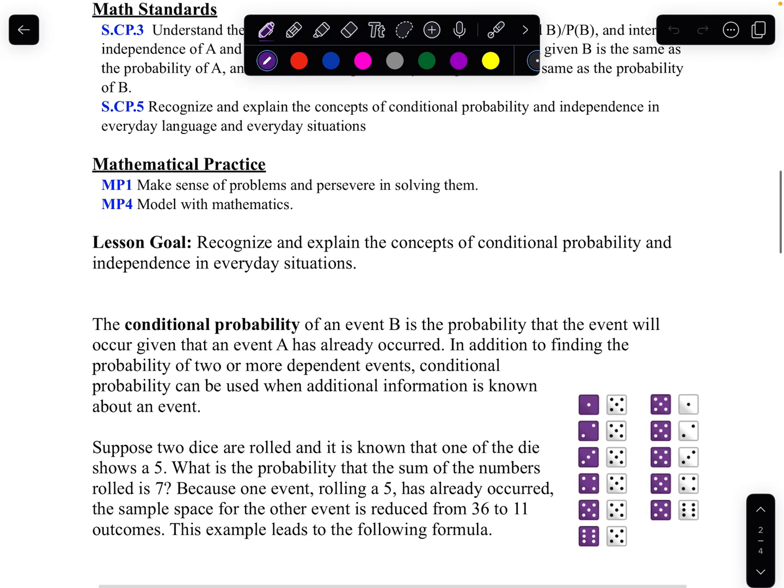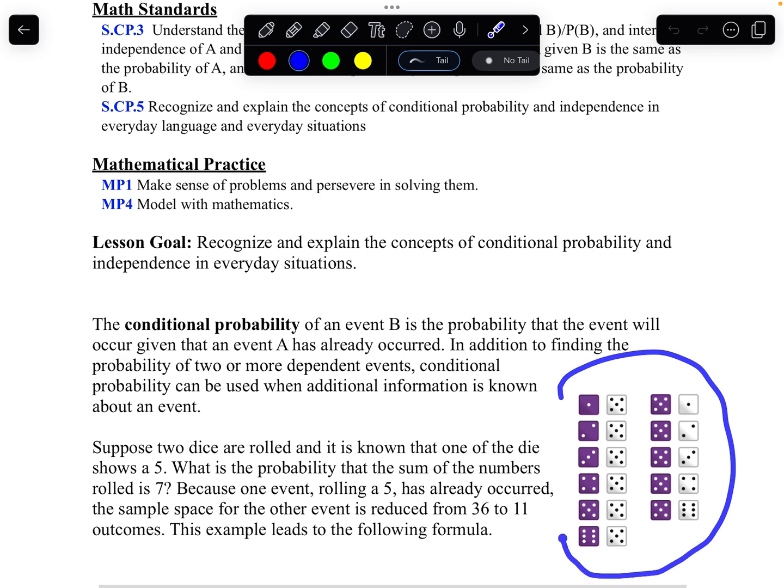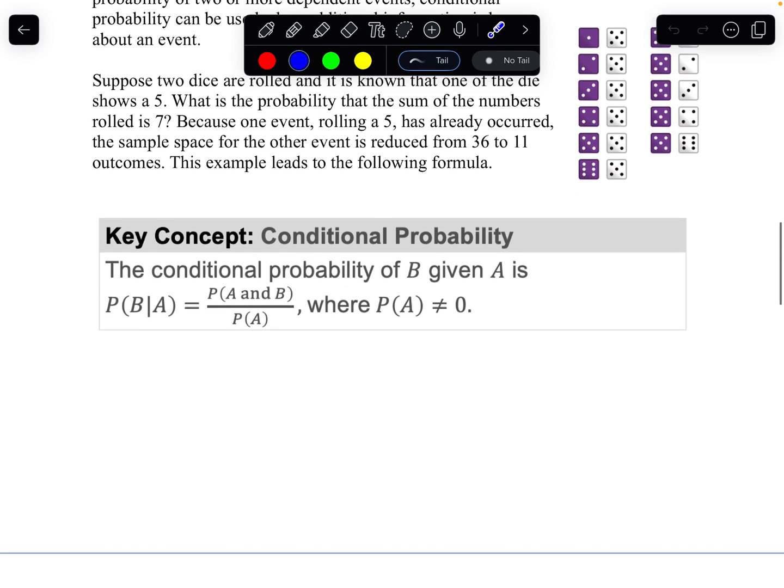And so we're just going to look at conditional probability and independence in everyday life. A conditional probability is if the first event already happened. That's pretty much what we're saying. So if I give you an example here, if 2 dice are rolled and one of them is a 5. Well, rather than doing that 36 times, we are just going to look at one of the dice being a 5. And so now instead of looking at 36 events, there's only 11 events. And then we can get our conditional probability.